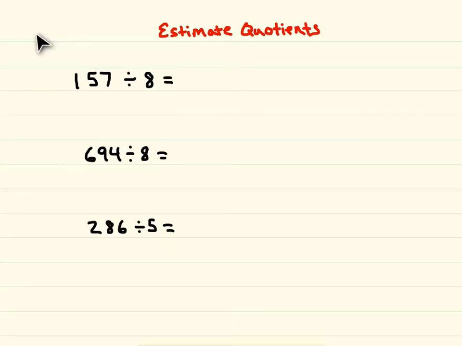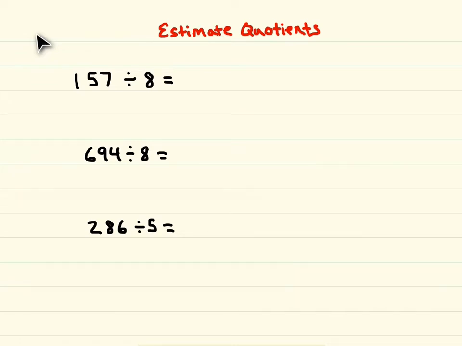We're going to learn more about estimating quotients with this lesson. Here, our first problem, we have 157 divided by 8. Well, we want to estimate this, and we know estimation has two rules. You have to do it in your head, and then your quotient has to be close to the right answer. Let's look at 157 divided by 8. First off, we can't do this one mentally very easy right now.